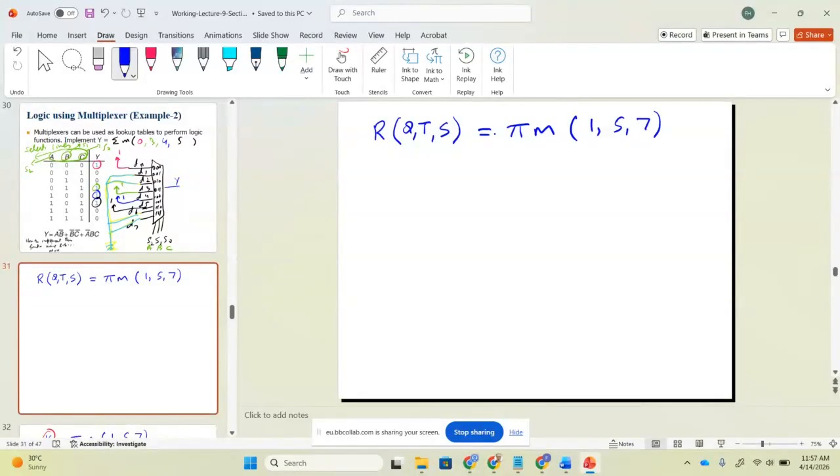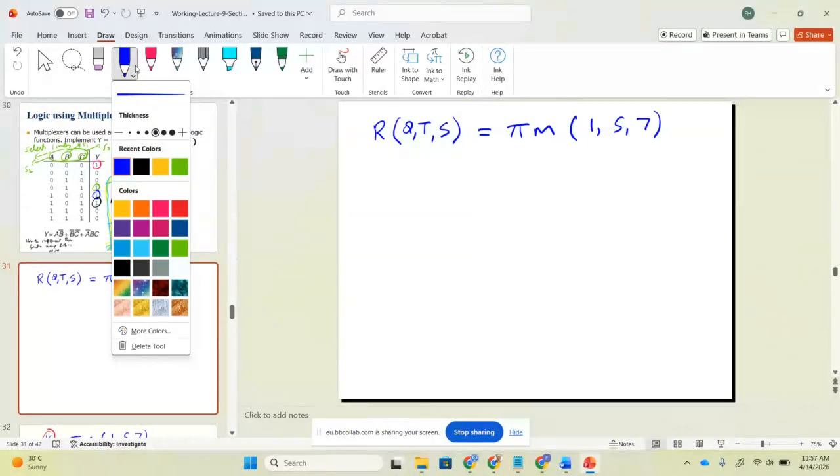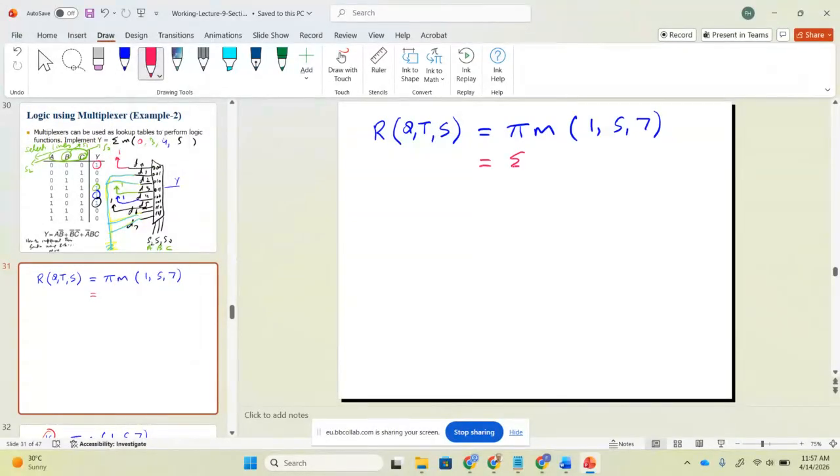Okay. And if you want to convert this into sigma function, how can I write here? Sigma m, help me. 0, help me. 2, 3, 4, 6, 8. 2, 3, 4, 6, and 8. No, 8, my bad. 8 should not be there.